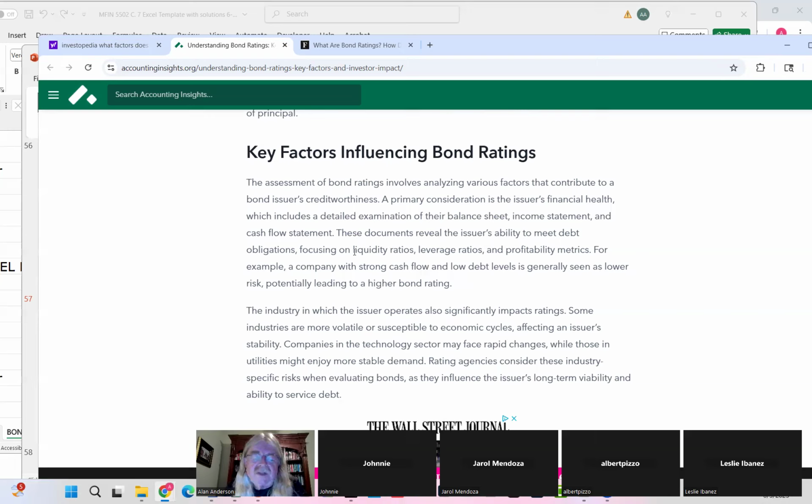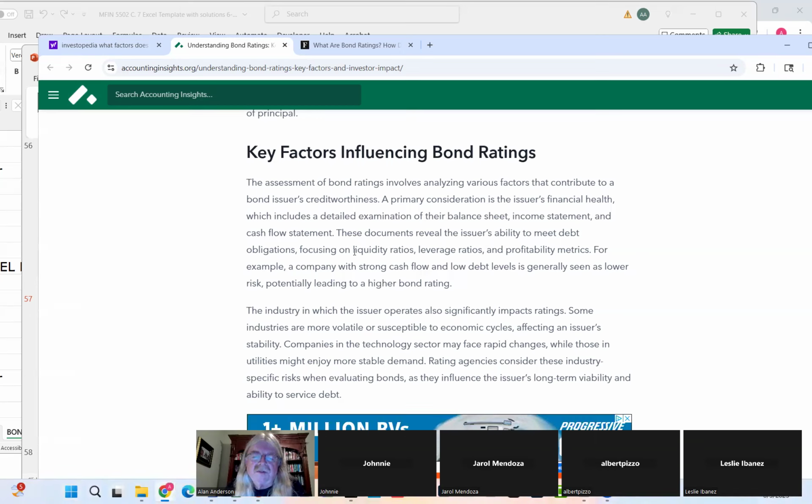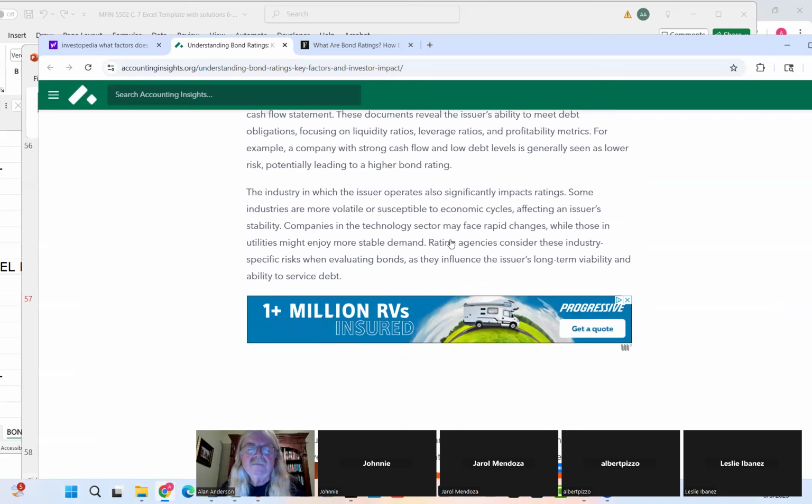The industry itself, of course, has a huge impact on the credit risk of a corporation. As we were discussing a minute ago, some industries are more volatile or susceptible to the business cycle. For example, companies in the technology sector may face rapid changes in demand, whereas utility companies have more stable demand. And these are all taken into account when they create bond ratings.